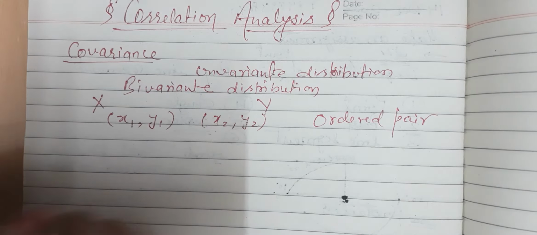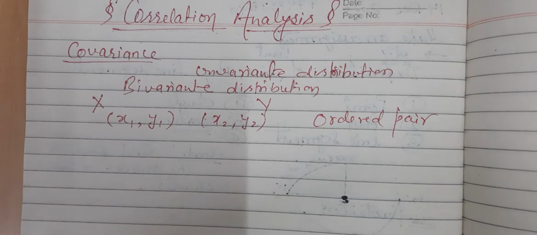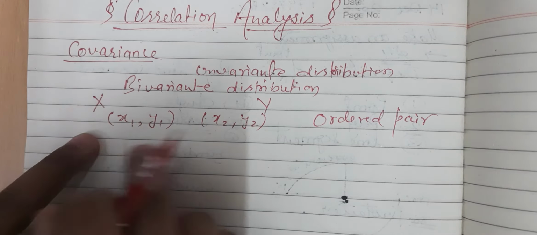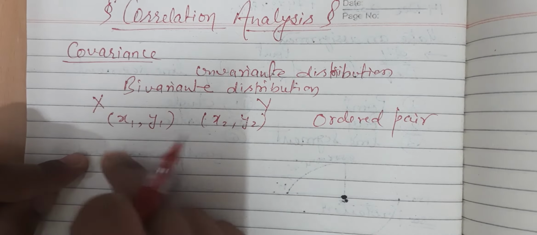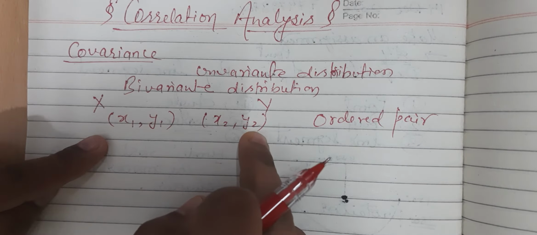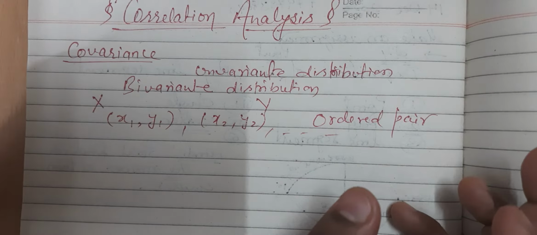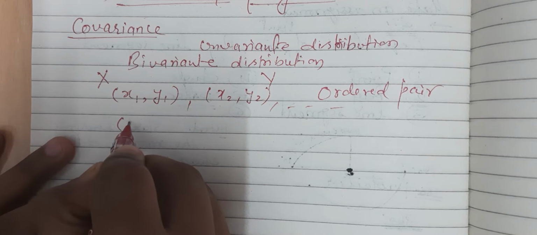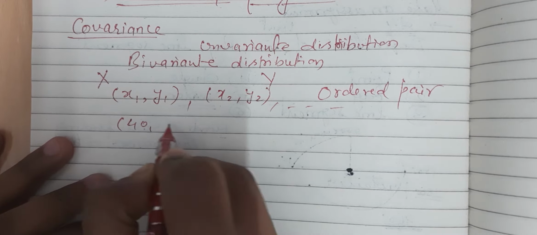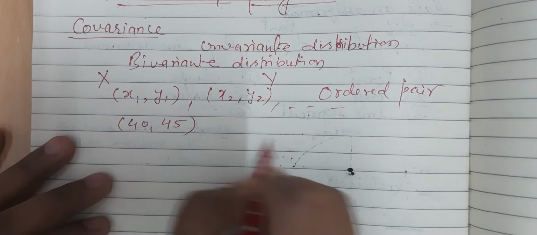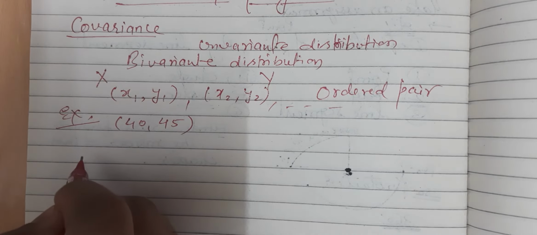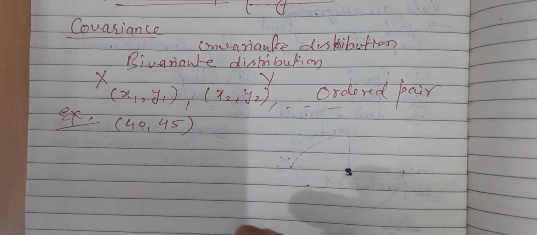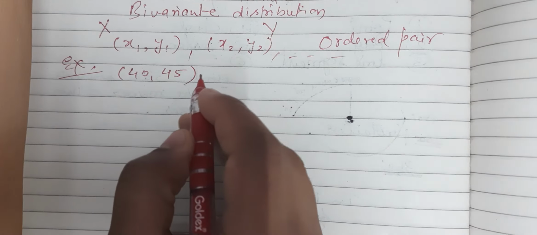If x and y are two variables associated with each unit of observation which takes values x1, x2, x3 and so on, y1, y2, y3 and so on, then the raw data is represented by ordered pairs like x1, y1, x2, y2, x3, y3 and so on. For example, if the marks obtained by a student in maths is 40 and in accountancy it's 45. Now, what is covariance? We will directly write the formula, and from the formula we will define covariance.